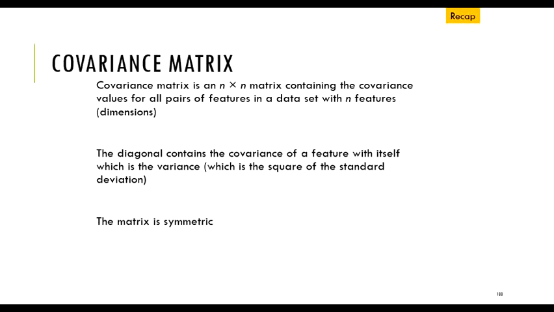Here is a little recap of covariance matrix. A covariance matrix is an n-by-n matrix containing the covariance values for all pairs of features in a dataset with n features. Simply put, what were we doing in the covariance matrix? Given any two variables x and y, we were looking for the relationship between them.